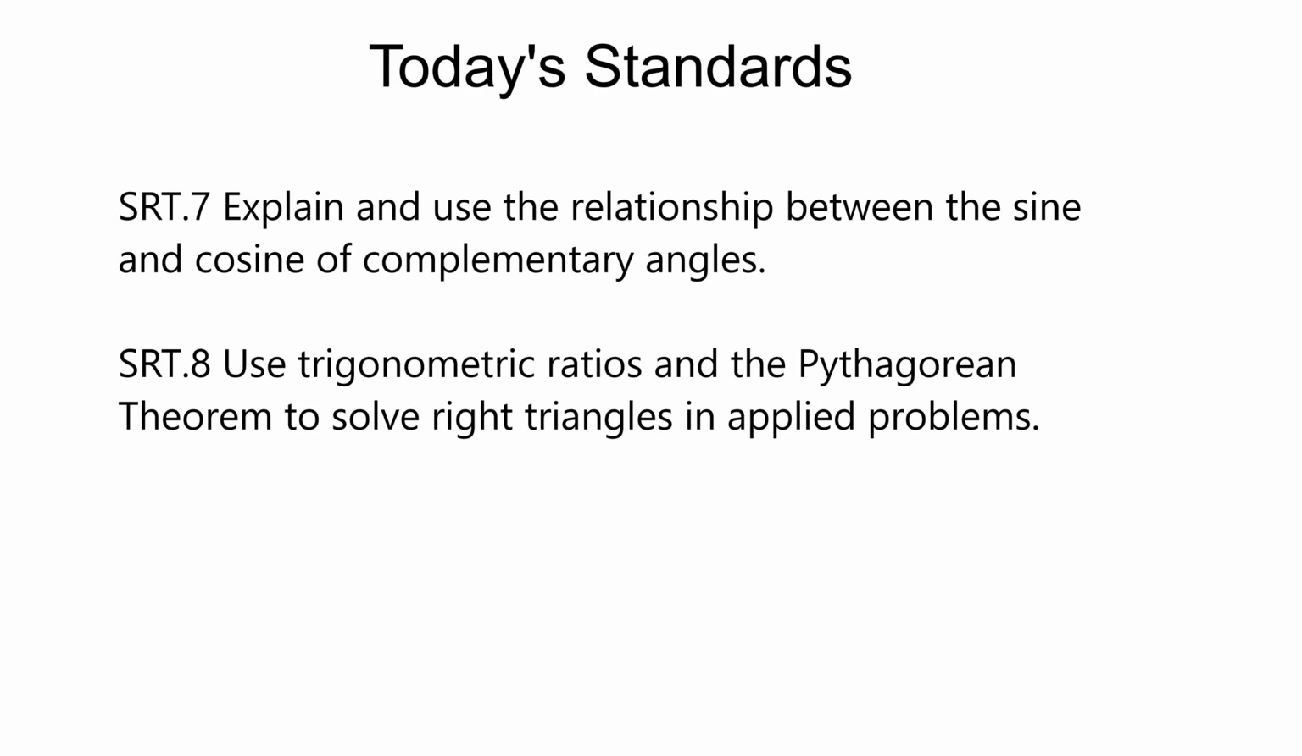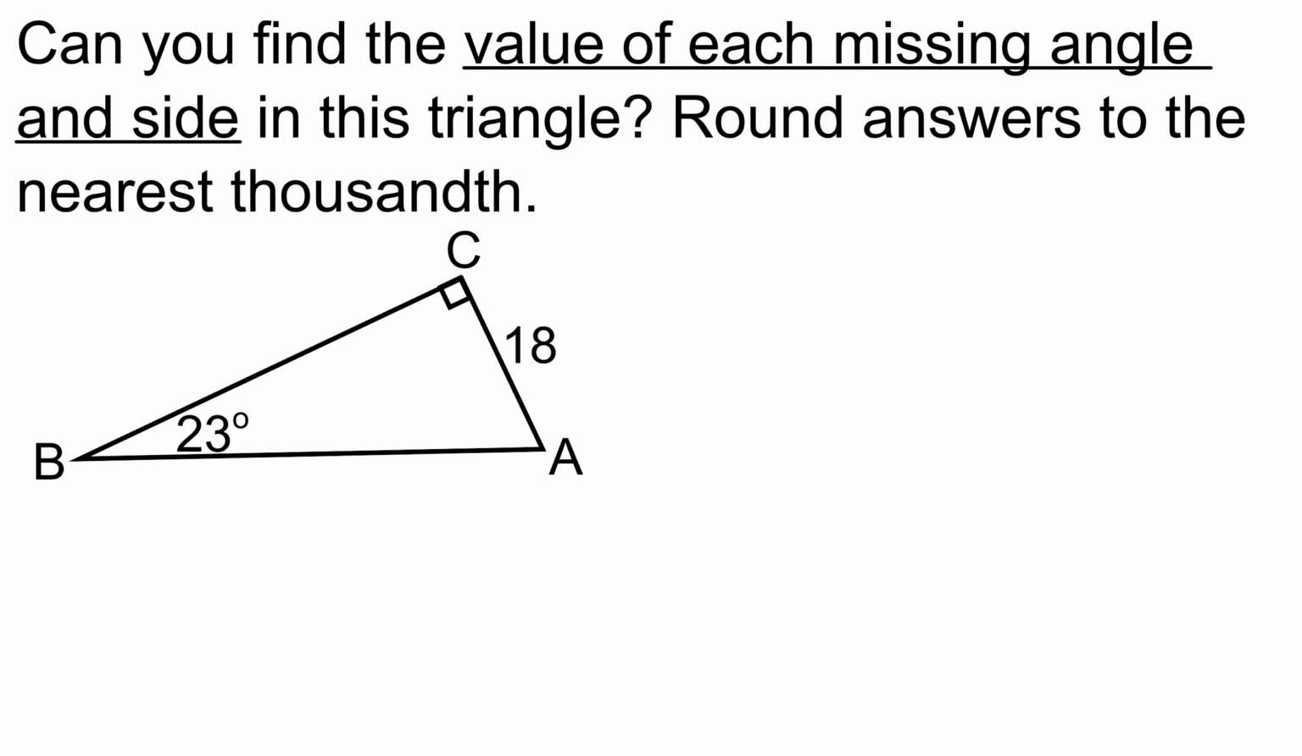So let's review the two standards that we've already reviewed once. The first one was where we're talking about sine and cosine being complementary angles. And then the trig ratios and Pythagorean theorem used to solve right triangles in applied problems. So let's take a look at the first type of problem. You should have a half sheet that has this problem on it along with a couple others. Just make sure you have that sheet out.